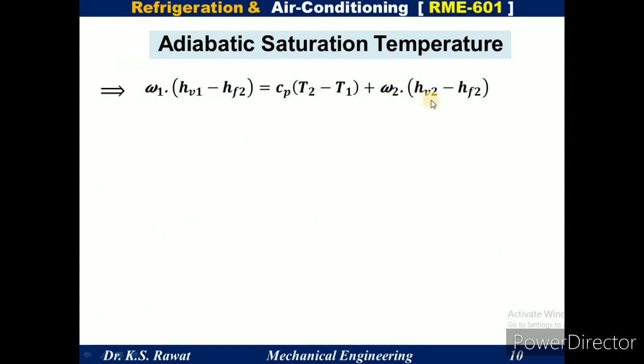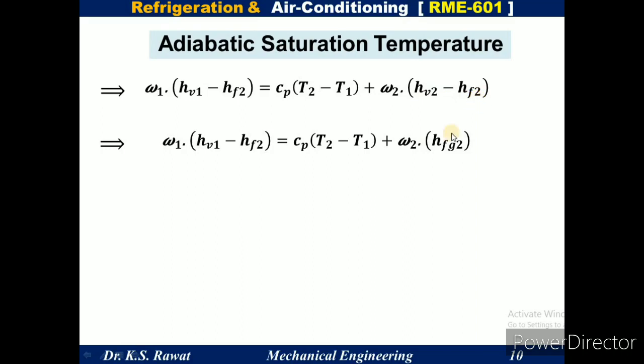hv2 is the enthalpy of saturated vapor at temperature T2, and hf2 is the enthalpy of saturated water at temperature T2. So we can write omega 1 (hv1 minus hf2) equals Cp (T2 minus T1), which remains the same as in the previous equation, plus omega 2 hfg2. So this is the latent heat.